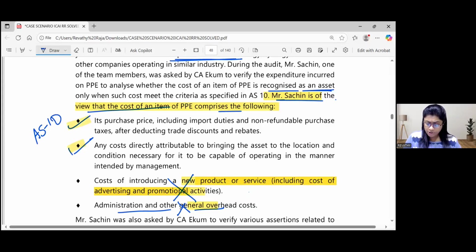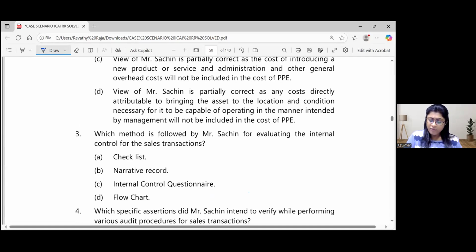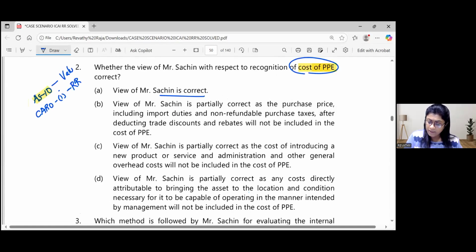So which is the correct option? View of Sachin is correct? No. Partly correct, as purchase price including duties and non-refundable taxes will not be included? That will be included, so that is wrong. View of Sachin is partly correct, as cost of introducing a new product and admin will not be included. That's the answer. Partly correct as cost data, this will be included, so that's also wrong. So the answer is C.